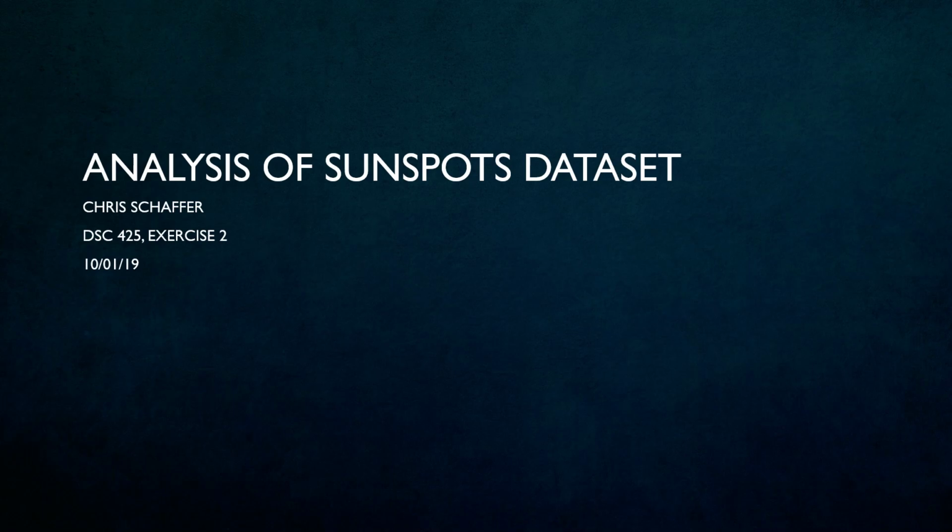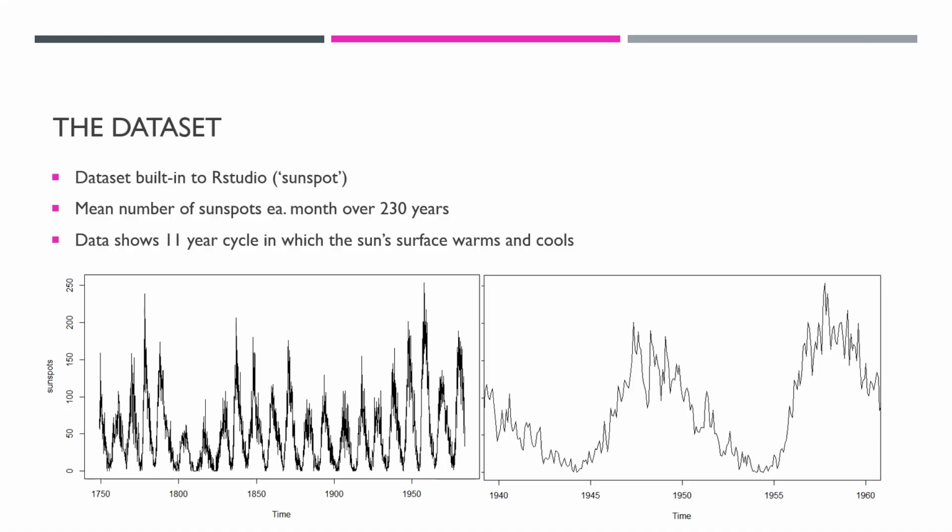The dataset I chose to use was the Sunspot dataset, which is a built-in dataset in RStudio, or at least the version I've been using. So it counts the mean number of sunspots each month over a span of 230 years. I guess it's the mean number because you had multiple people counting these to help smooth out human discretion.